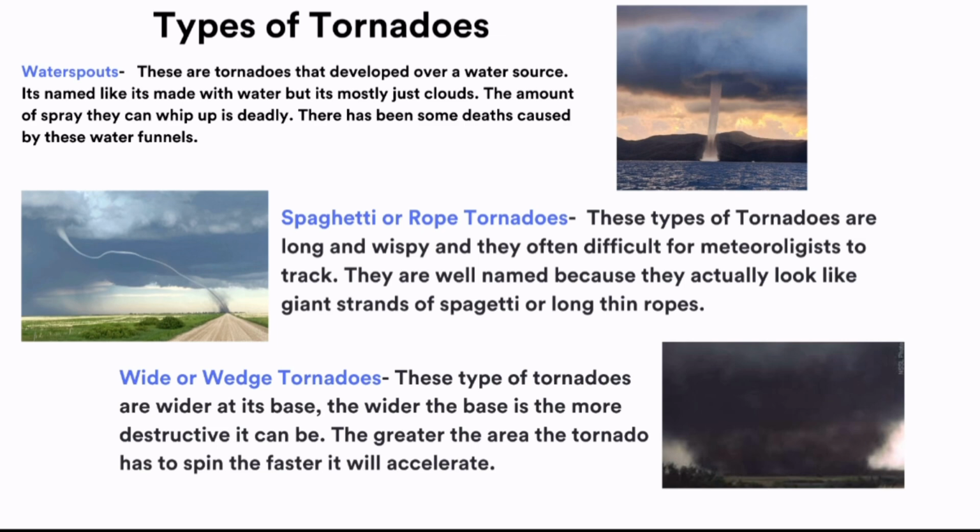The third type of tornado is called a wide or wedge tornado. These types of tornadoes are wider at their base. The wider the base is, the more destructive it can be. The greater the area the tornado has, the faster it will accelerate.